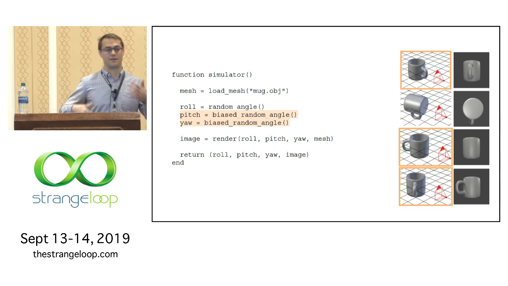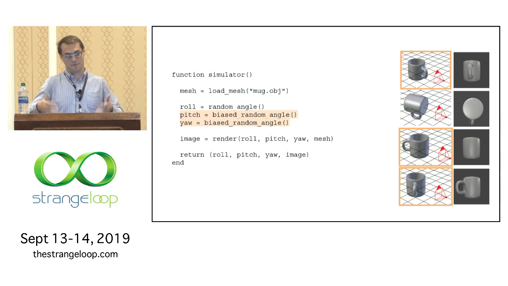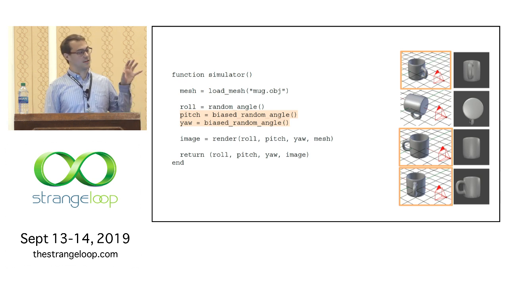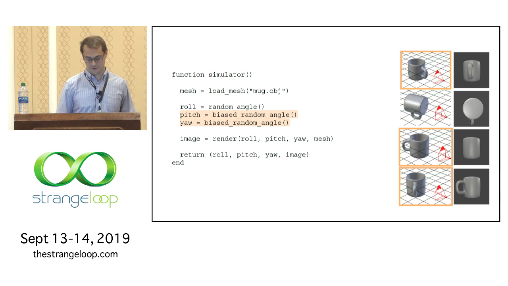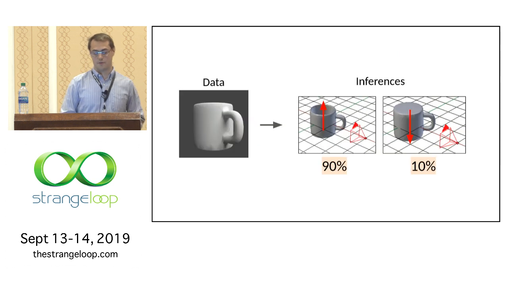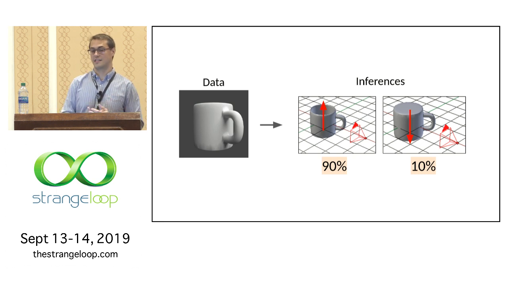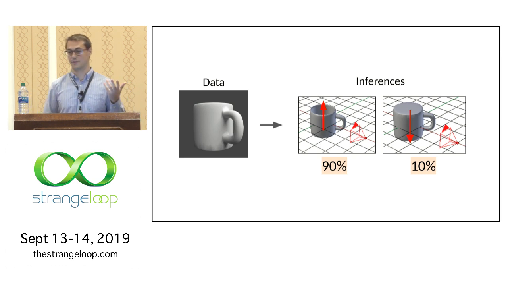Now if we run our simulator over and over again, we get an appreciable number of simulations that have upright mugs in them. If you take that new simulator and plug it into our procedure for inference, we're going to get different inferences. Now a greater fraction of the accepted explanations are going to be upright mugs.